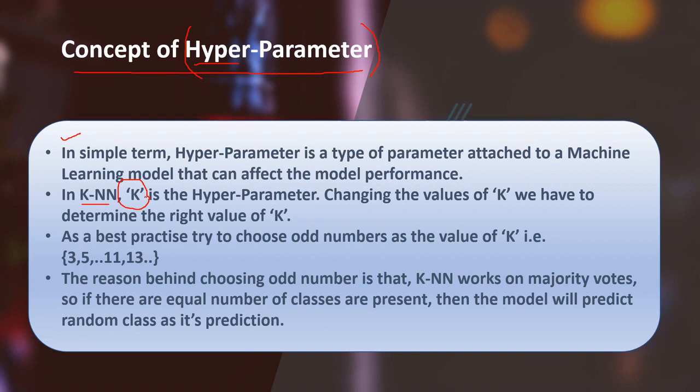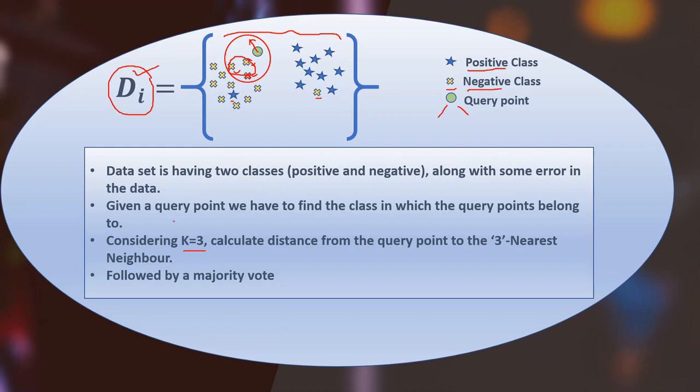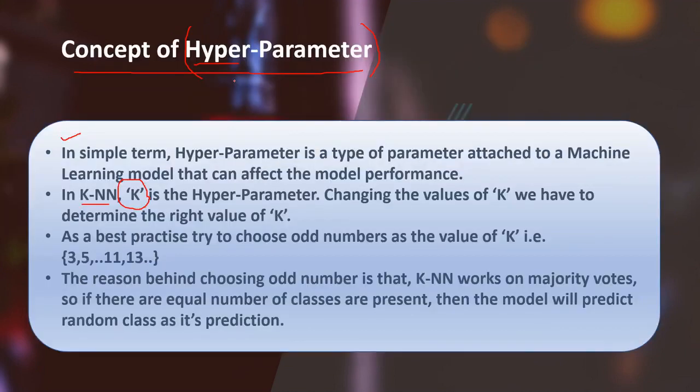In our example, we calculated the nearest neighbors by considering k equals 3. Now here k might be 5, then we'll consider another 2, so a total of 5, and we will do the majority vote. We can take k as 7, we can take k as 9, 11, 13, 15, whatever it is. But one best practice for KNN is to try to choose odd numbers as the value of k. That is 3, 5, 11, 13, 15, 17, like that.